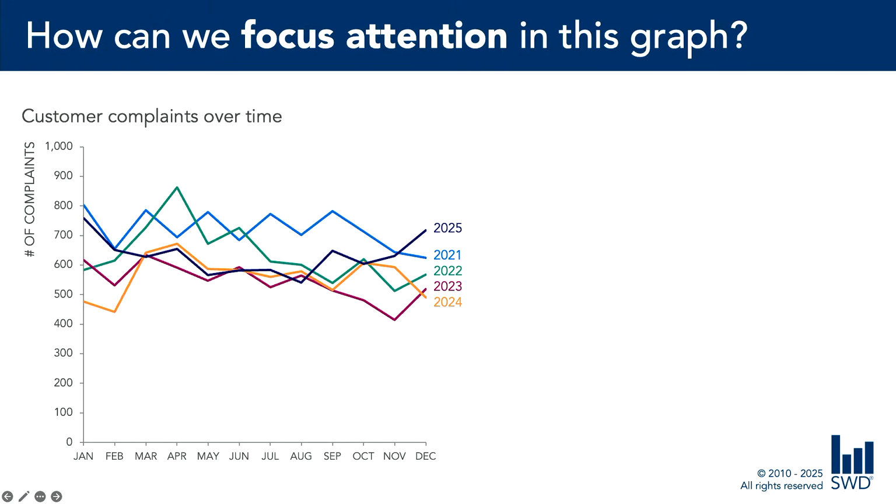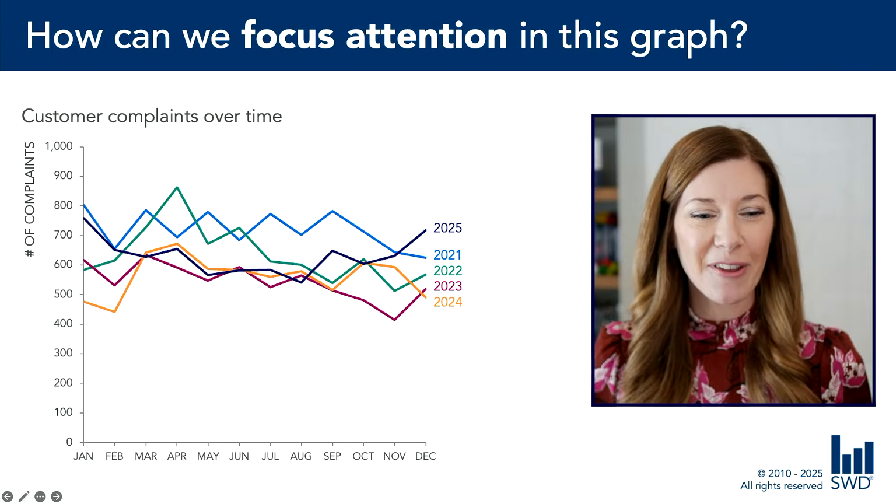I'm curious how you might focus attention in this graph. Let's assume we want people to focus on the latest data, the line representing 2025. And just to back up, here we're looking at customer complaints over time. We have a number of complaints on the y-axis, dates along the x-axis, months ranging from January to December. And then I have a line for each year starting at 2021 and moving forward through time. All right, if you have ideas for how to draw attention to 2025, stick those in the chat window.